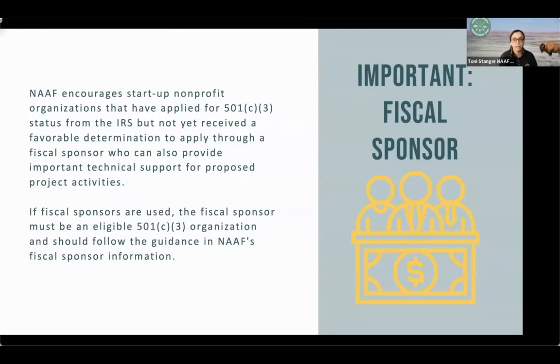You can also find it on our website, where we have a Word document that represents the questions that we ask within the application. If you have any additional requests for information on being a fiscal sponsor or using a fiscal sponsor, you can email us, and our contact information is at the end of this presentation.